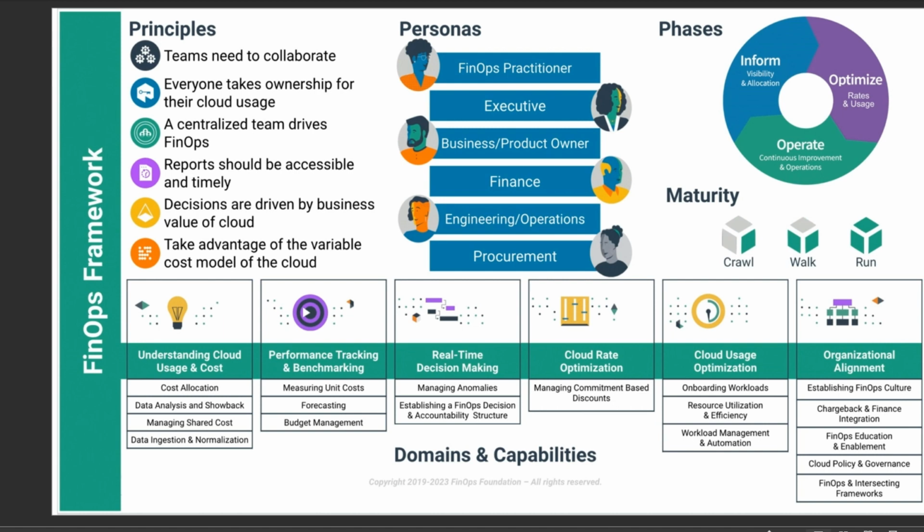Your finance department is most interested in forecasting and budgeting. Your engineering is a combination of your cloud infrastructure as well as your application engineers. And lastly, procurement is involved in application licensing, and also could be involved in the commitment of services.